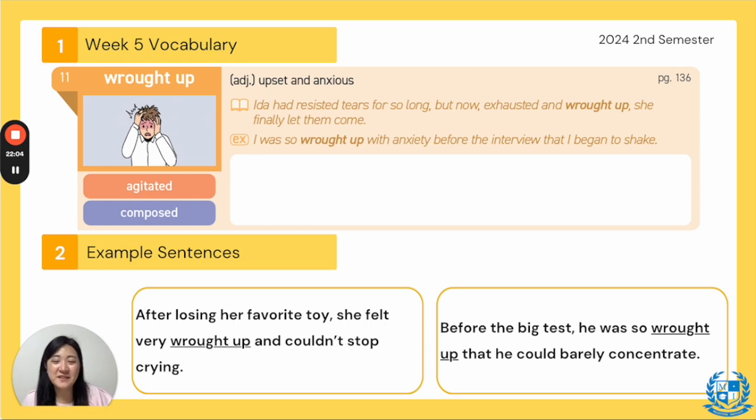It says, after losing her favorite toy, she felt very wrought up and could not stop crying. Oh no, sounds like a sad case of a missing toy. She was so upset about it. Next one. Before the big test, he was so wrought up that he could barely concentrate. So maybe he was so anxious and nervous and wrought up about the score that he was about to get that he could not even take the test.